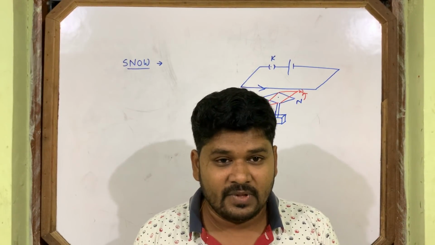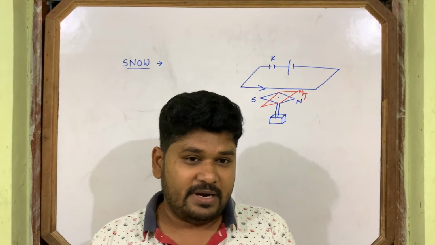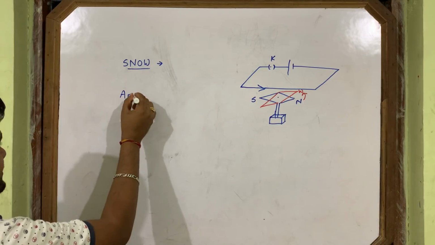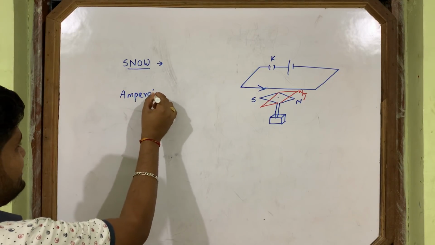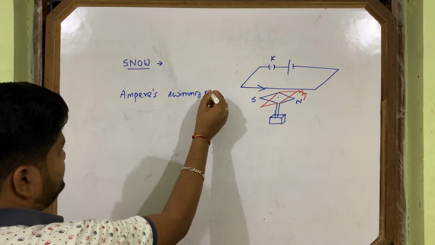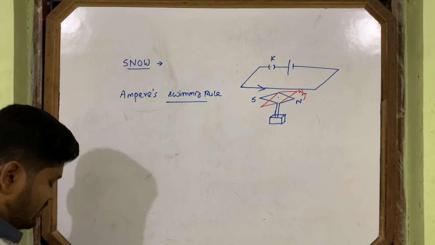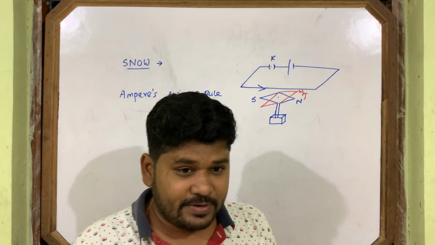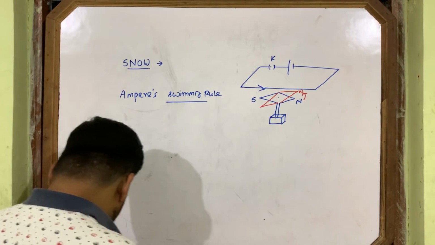Also it can be determined by Ampere's swimming rule. Same thing. Also it can be determined by Ampere's swimming rule. What is this rule? Ampere's swimming rule. It's like this. If one swims, you see, one swims.